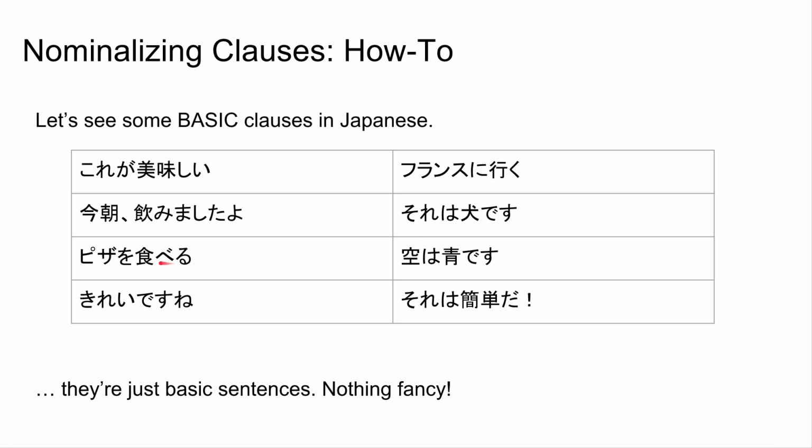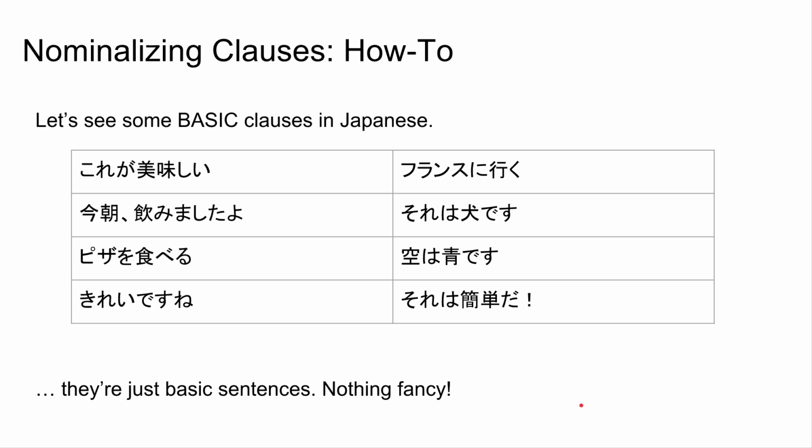Pizza o taberu. Taberu is to eat. I eat pizza. Sora wa ao desu. Sora, sky, wa ao, blue, desu. The sky is blue. Kirei desu ne. Kirei is pretty. Desu is. Ne is don't you agree? Isn't it beautiful? Alright. Sore wa kantan da. Kantan is a na adjective, thus we add da at the end of the sentence. These are all clauses. Sore wa, that. Kantan, easy is. That is easy. These are just basic sentences, nothing fancy.